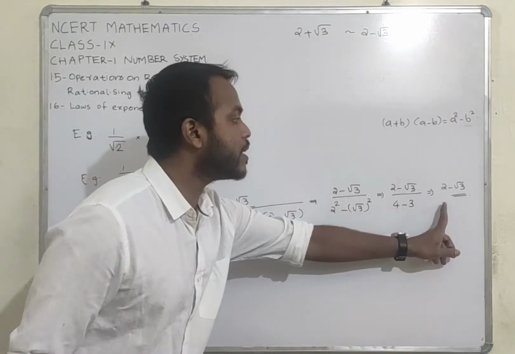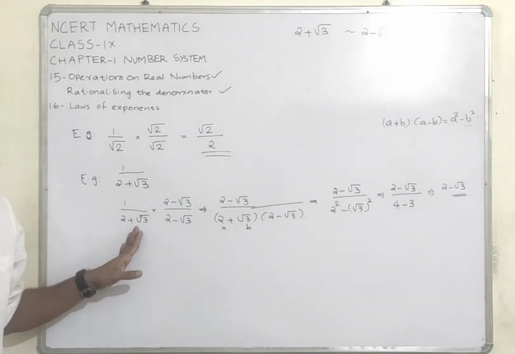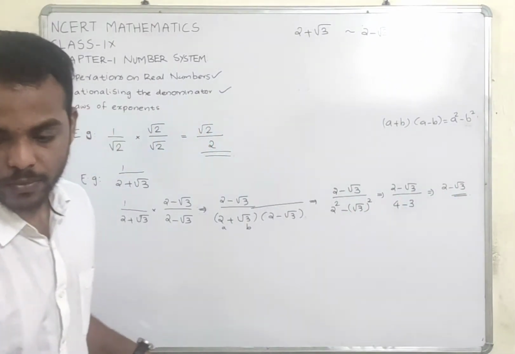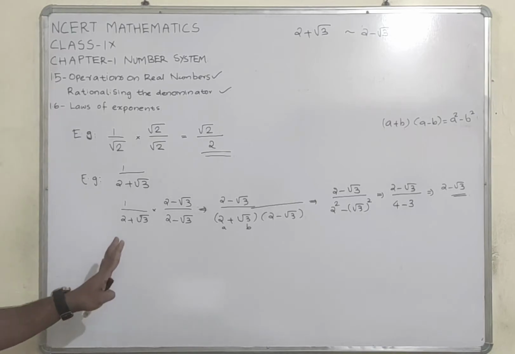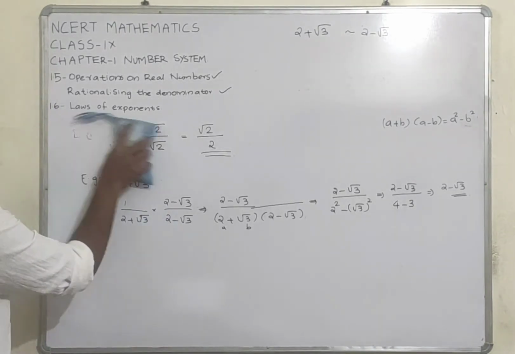So what have we done? We have converted the denominator, which was an irrational number, to a rational one. That's all. Now let's see the next topic, laws of exponents for real numbers. I hope this is clear. There are some exercise questions over there. Try to solve by yourself.